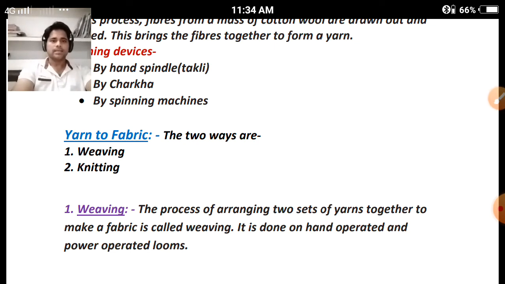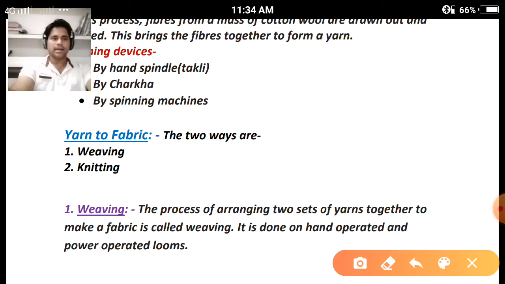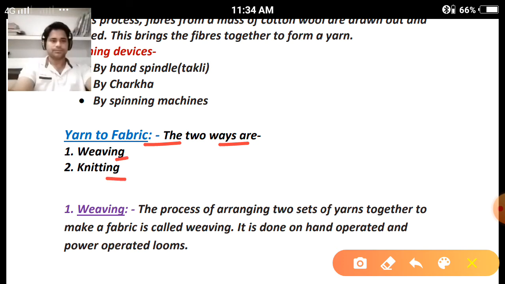Okay. Next, when yarn is being prepared, what is the next procedure? First of all, we discussed the fibers, the thin filaments, and when these thin filaments are combined together, they are responsible for making yarns. And when these yarns are combined together, they are responsible for making fabric. Clear? So what are the methods to make fabrics? The two ways are weaving and knitting.